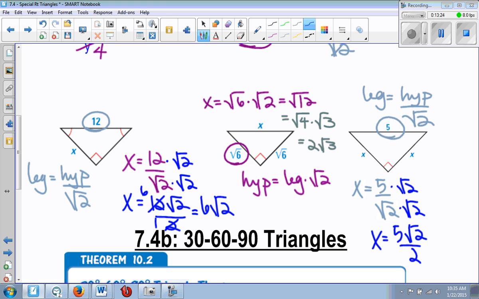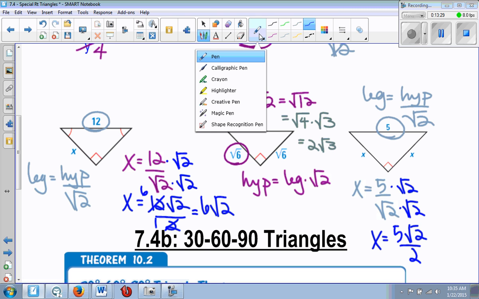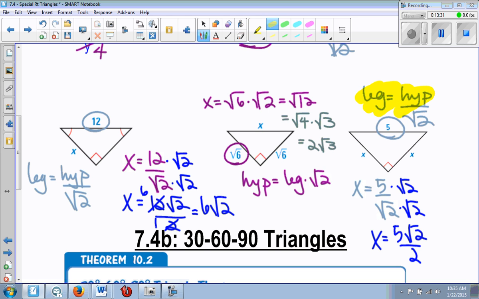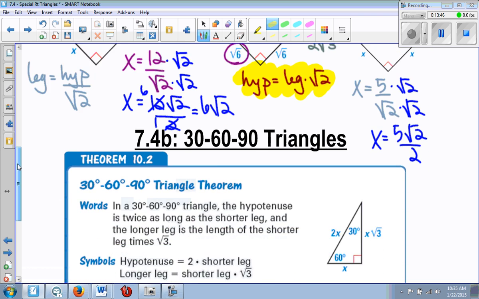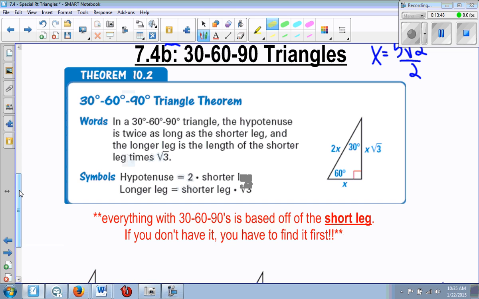So in 45, 45, 90s, there are two things that are going to happen. You're either going to figure out a leg by dividing by root 2, or you're going to figure out the hypotenuse by multiplying by root 2. You just have to make the determination at the beginning of the problem, which of those things do I need to do?